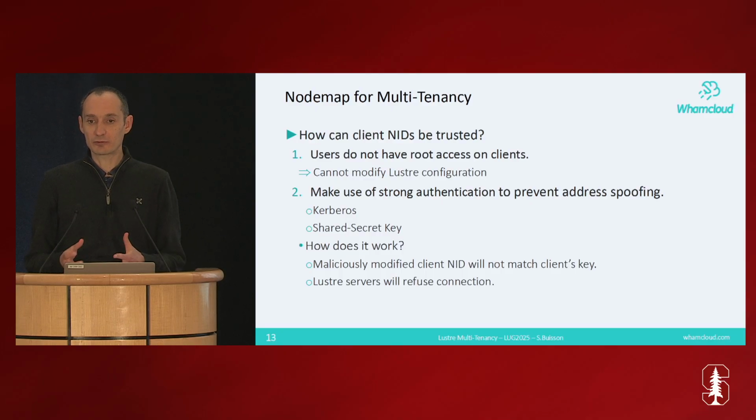Of course, if you enforce strong authentication, it doesn't mean that malicious users would not try to tamper with the Lustre configuration and try to impersonate another tenant. But if they do so, when they connect to the Lustre servers, there will be a mismatch between the authentication that was used from the client and the tenant information that was stored as part of the node map on the Lustre server side. And so in this case, the servers will detect this mismatch and they will refuse the connection to the client.